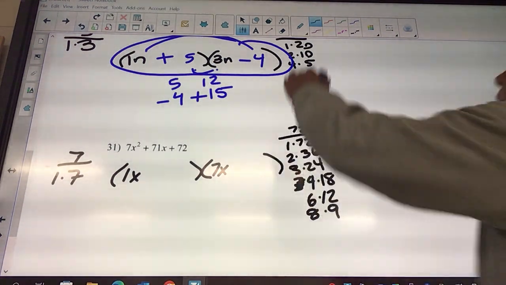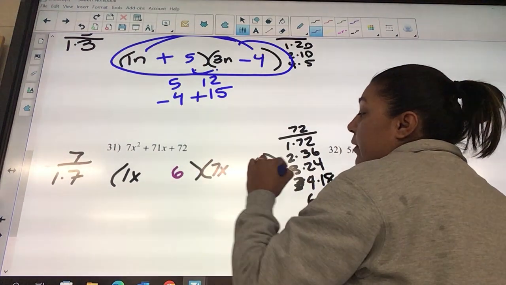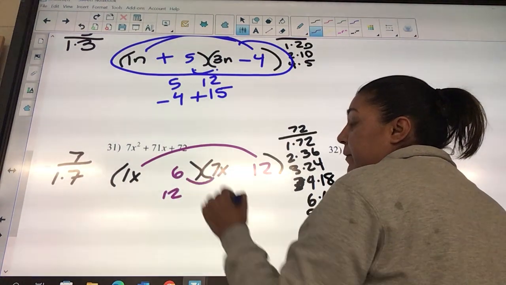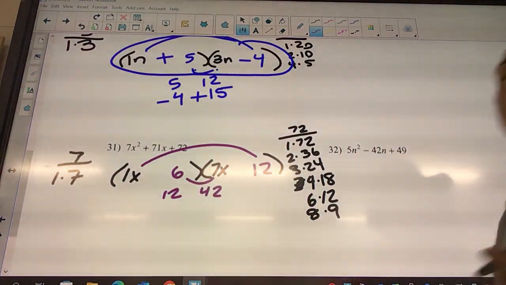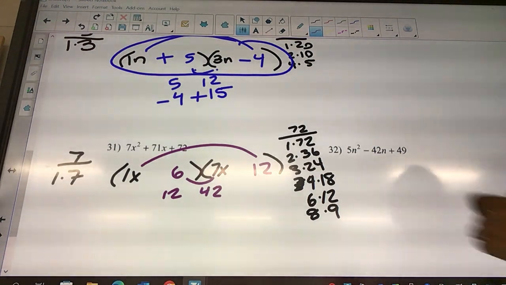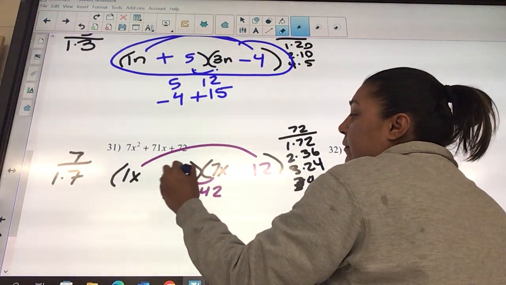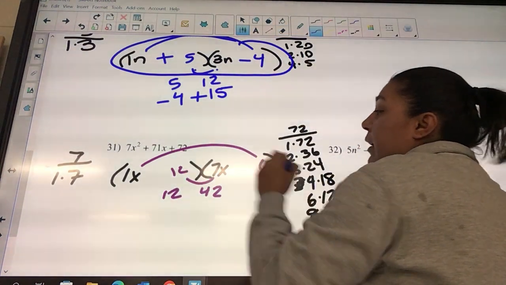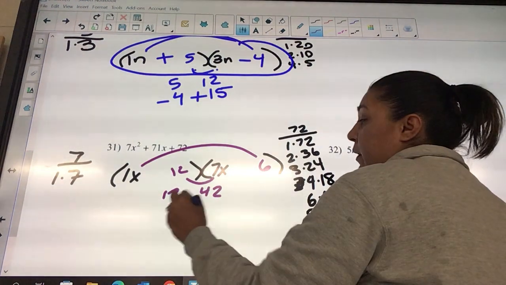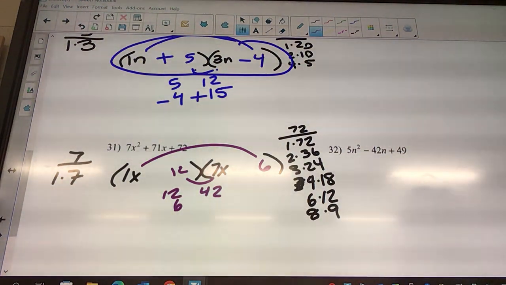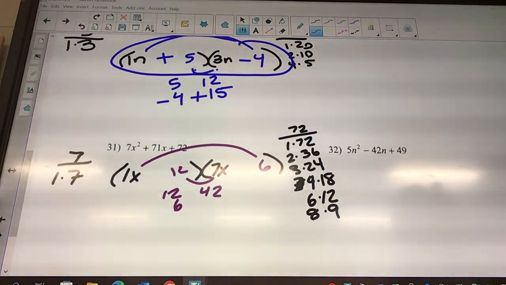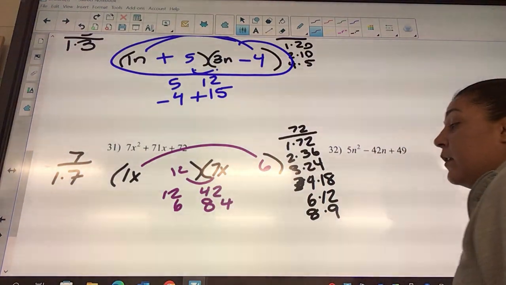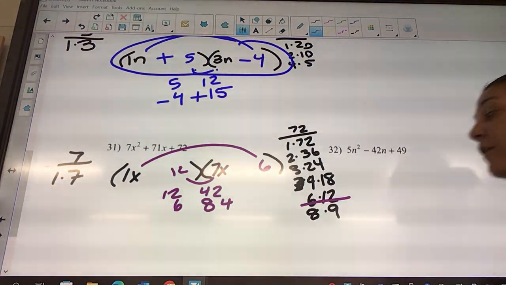6 and 12? My last class picked 6 and 12. Okay, 1 times 12? 12. 6 times 7? Would that give me a 71? No. Okay, so we're going to do what next? 12 and 6. Okay, 6 times 1? And then 12 times 7? I don't know what that is. 84. Okay, could that give me a 71? No.